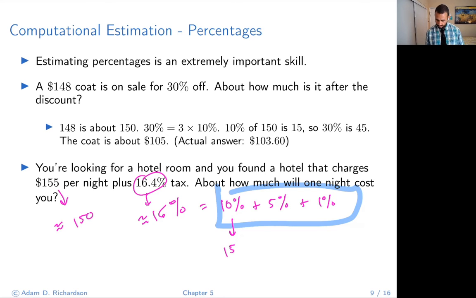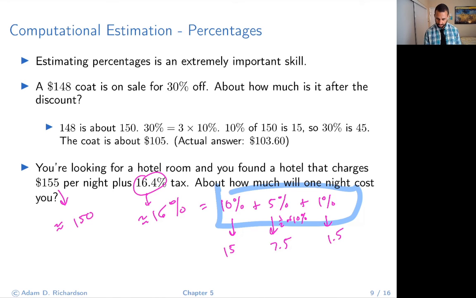Okay, but 5% is going to be half of 10%. Let me write that, half of 10%. And 10% is 15, so half of that is 7.5. And now here's the other cool part. 1% is 1/10 of 10%. So it's, I should say, 10% of 10%. Anyway, it's 1/10 of 10%. And that's going to give us 1.5.